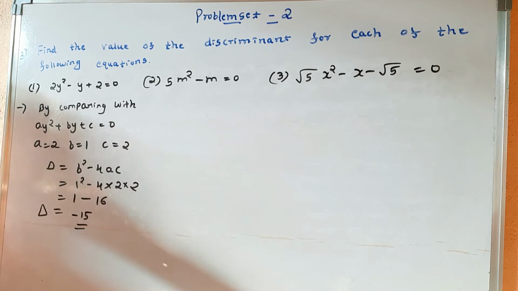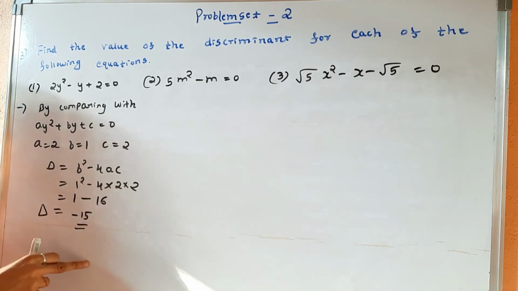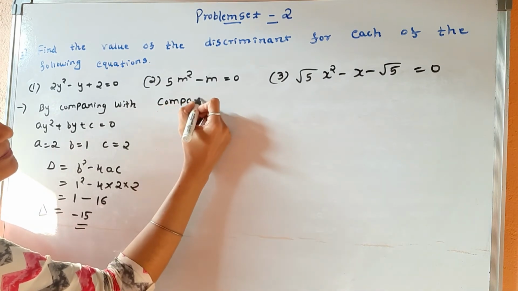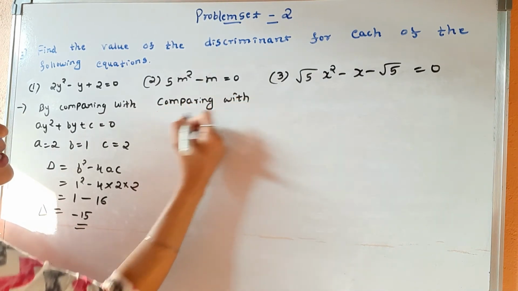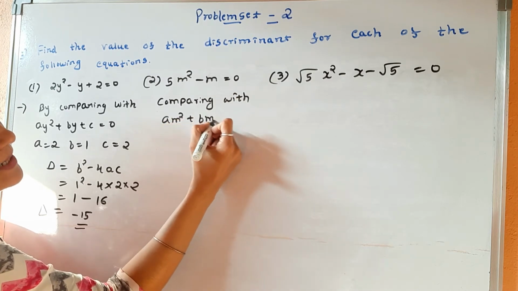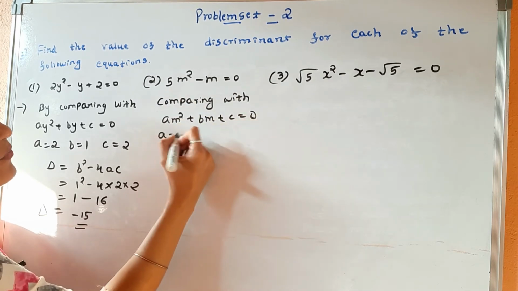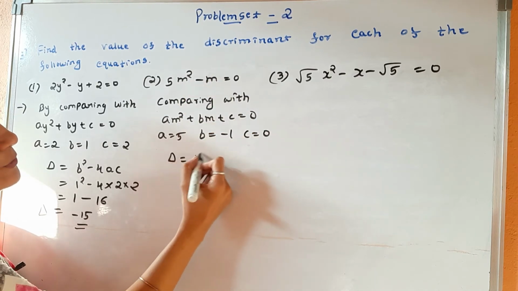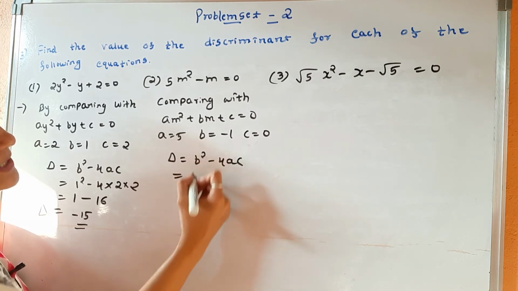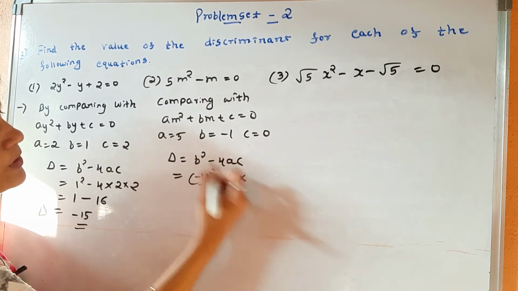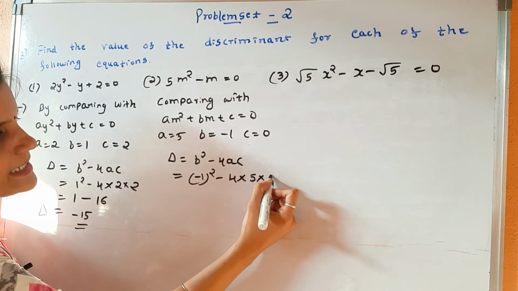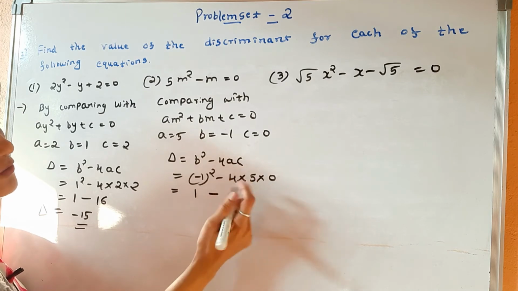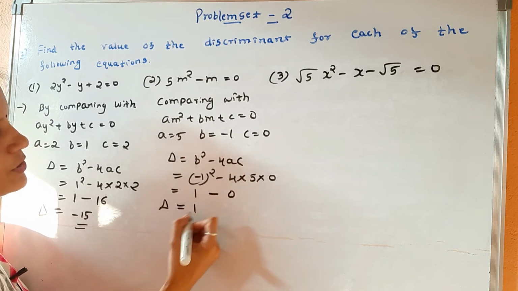Simple. They have only asked for the delta, not the nature. So you will write like this only. Next, here again the same step, comparing with am² + bm + c is equal to 0. What is a? 5. What is b? -1. And what is c? 0. Delta is equal to b² - 4ac. What is b²? (-1)² - 4, a is 5 and c is 0. (-1)² is nothing but 1, minus 4 × 5 is 20, 20 into 0 is 0 only. So you are getting delta is equal to 1.